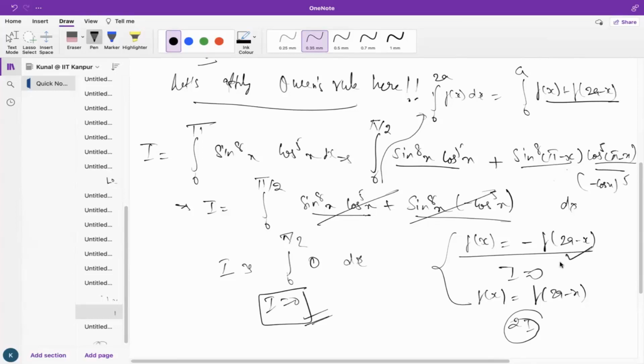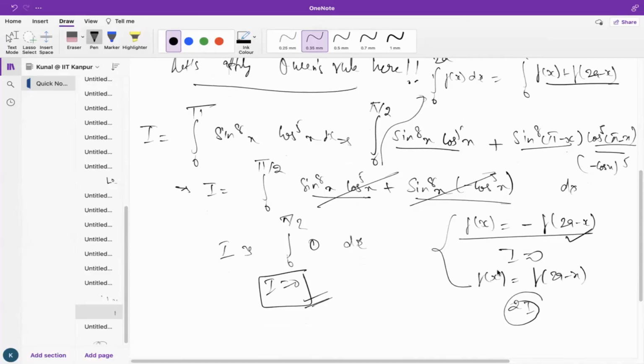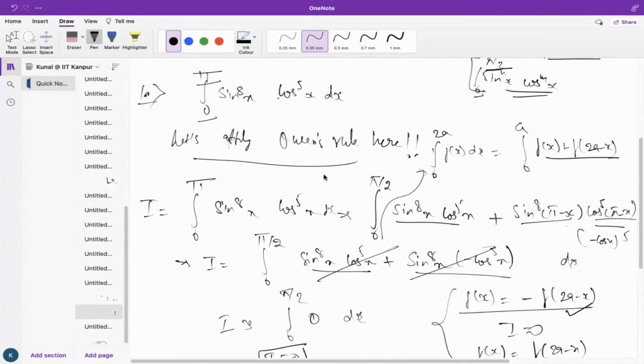Right? I hope you'll all understand what I'm trying to say. Let's move on to the second problem. Based on this, you have to learn how I implement Queen's rule in this problem. Let me recall for you: in King's rule, we just replace x by upper limit plus lower limit minus x. But in Queen's rule, I don't just replace x by something. I write f(x) as f(x) plus f(2a minus x), and we take half of the limit, right?